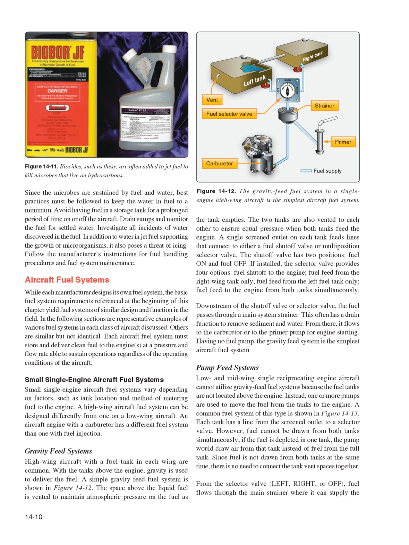Each tank has a line from the screened outlet to a selector valve. However, fuel cannot be drawn from both tanks simultaneously. If the fuel is depleted in one tank, the pump would draw air from that tank instead of fuel from the full tank. Since fuel is not drawn from both tanks at the same time, there is no need to connect the tank vent spaces together.